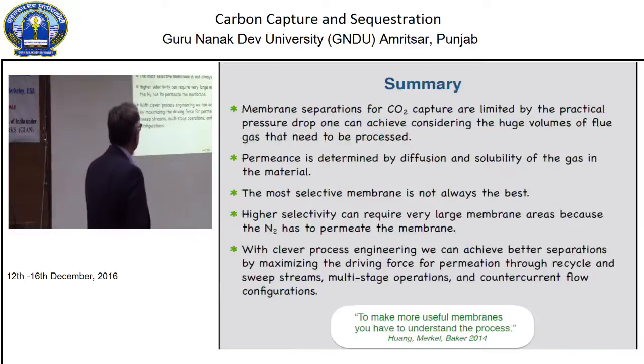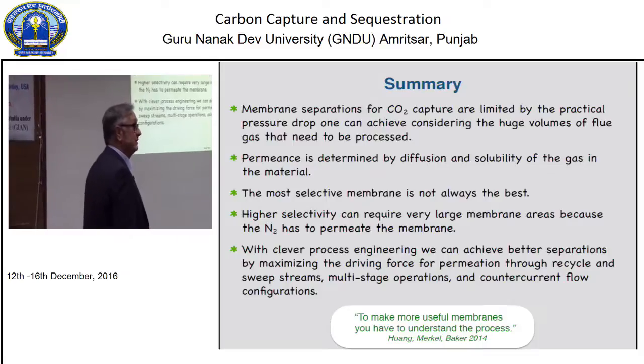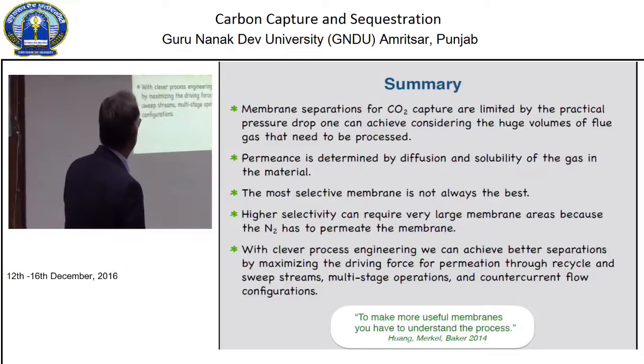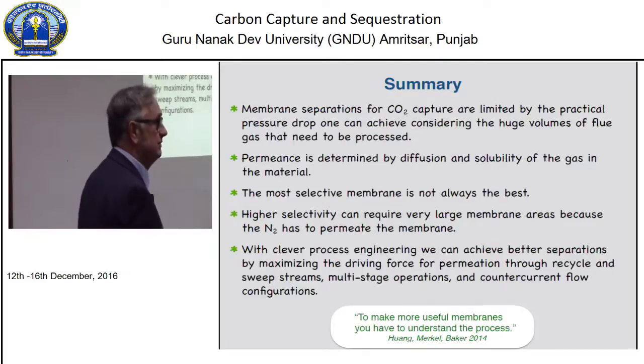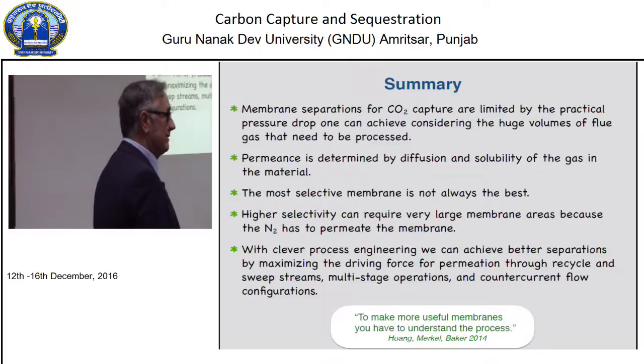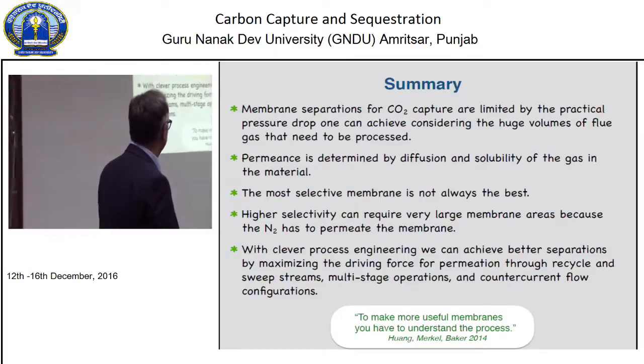So the U.S. DOE now funds it. So in summary then, the membrane separations for carbon capture really are limited by the pressure drop you can achieve with these huge volumes of flue gas. Remember, we fill the Empire State Building a few times an hour with just one power plant. Permeance is determined by diffusion and solubility. The most selective membrane turns out not to be the best. We didn't talk too much about details, but very clever process engineering can be used to achieve the best possible separations. So membrane science is really the way to go.